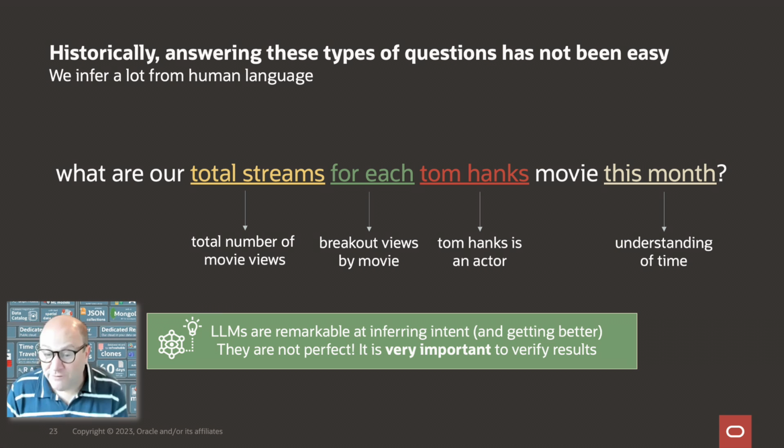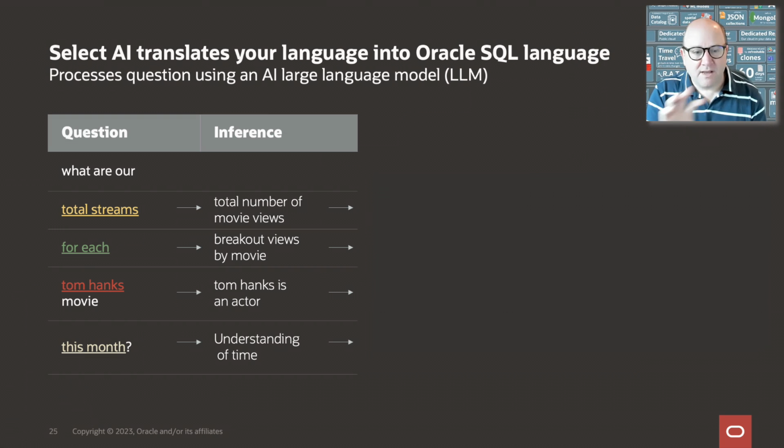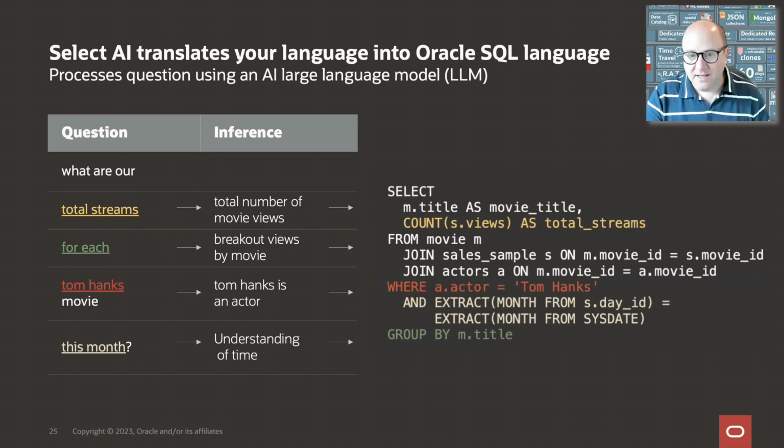But they're not perfect. So the key is, even though you're asking these questions, you really need to make sure that you verify results, right? It's really, really important. In this case, it took that question and translated it, using the large language model. That large language model can be Cohere. In our first release, we support Cohere and we support OpenAI, right? So those are the models used to make these translations.